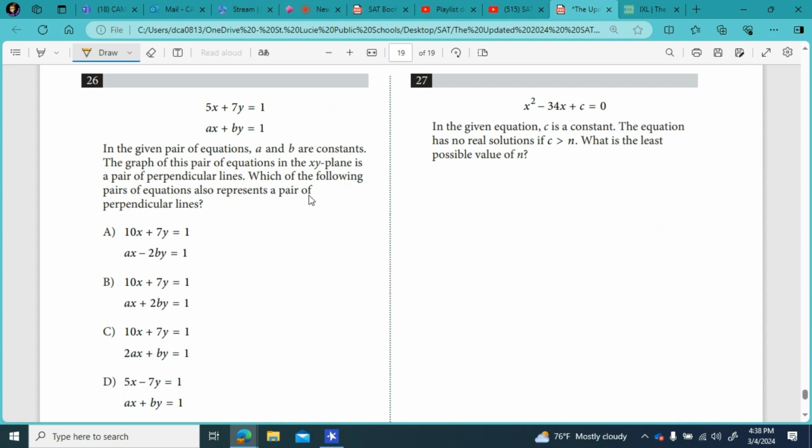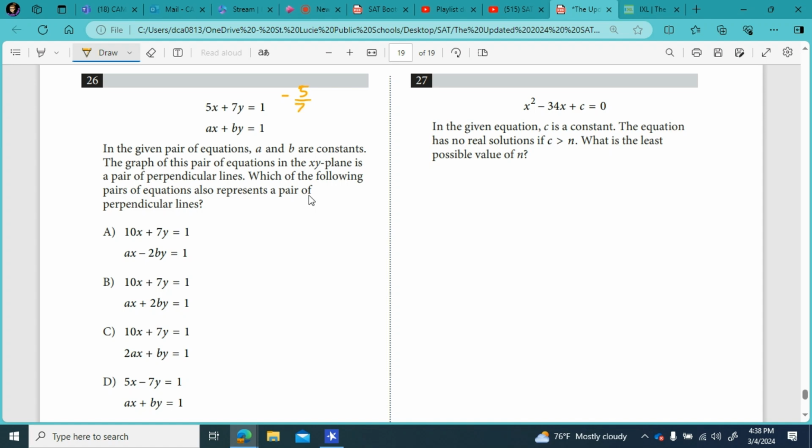Question number 26 says, in the given pair of equations, A and B are constants. The graph of this pair of equations in the xy plane is a pair of perpendicular lines. Which of the following pairs of equations also represents a pair of perpendicular lines? And if we look here, we can see that, okay, A, B, then our slope here would be negative 5 over, divide both sides by 7.